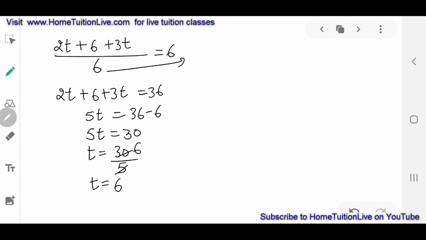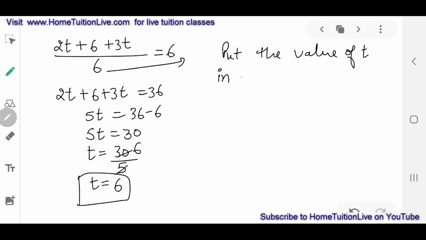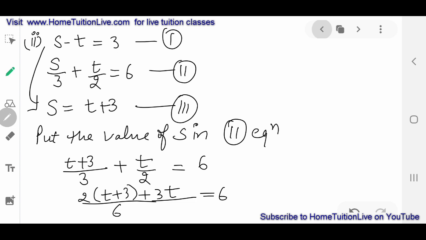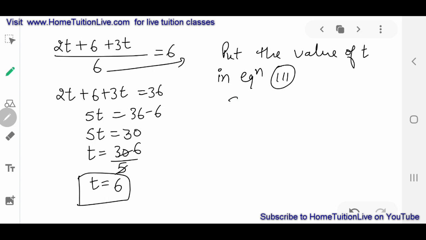So now put the value of t in equation 3. Now the third equation is s is equal to t plus 3. Here t is 6. So 6 plus 3, s is equal to 9.